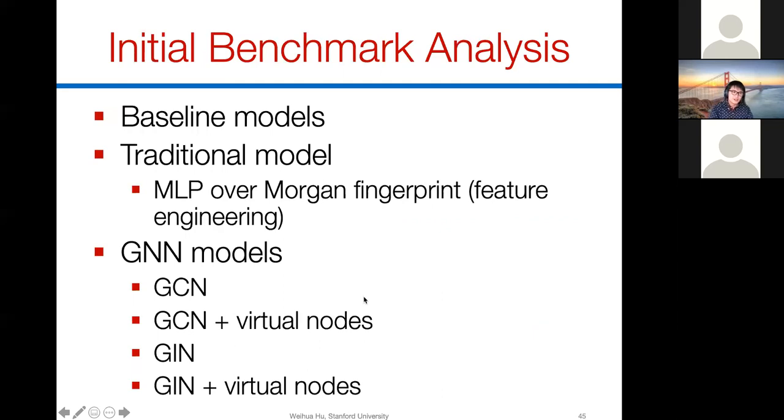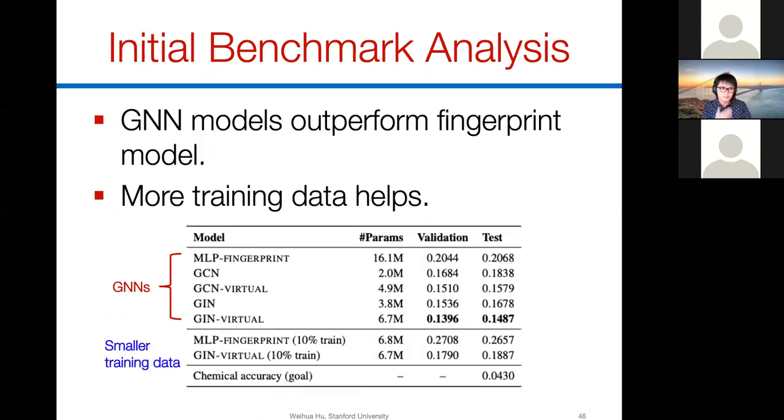We did some initial benchmark analysis with two baseline methods. The first is applying an MLP over Morgan fingerprint, which you can think of as a state-of-the-art feature vector developed by the chemistry community to represent molecules, so it's a feature engineering method. We also have several state-of-the-art GNN models, including graph convolution networks and graph isomorphism network. The virtual node is a very recently developed, very promising technique: on each molecular graph, we add one node that's connected to all the nodes in the molecular graph. This way, the GNN can capture the global information in each round of message passing.